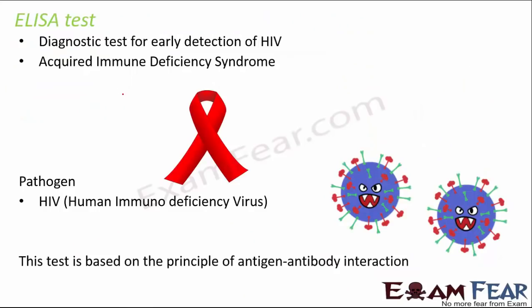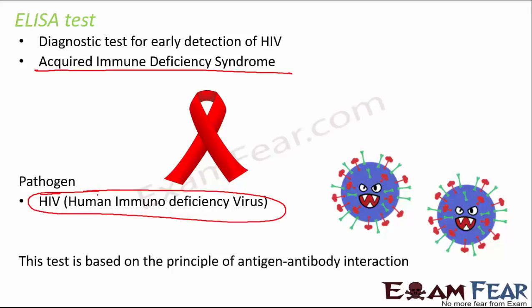ELISA test, it is a diagnostic test for early detection of HIV. So, HIV AIDS is acquired immune deficiency syndrome. The pathogen which causes this is human immunodeficiency virus, which is abbreviated as HIV. This test is based on the principle of antigen-antibody interaction. So if you are already aware of antigens and antibodies, good enough. If not, please refer to the detailed video to understand what antigens are, what antibodies are, and how they interact with each other.